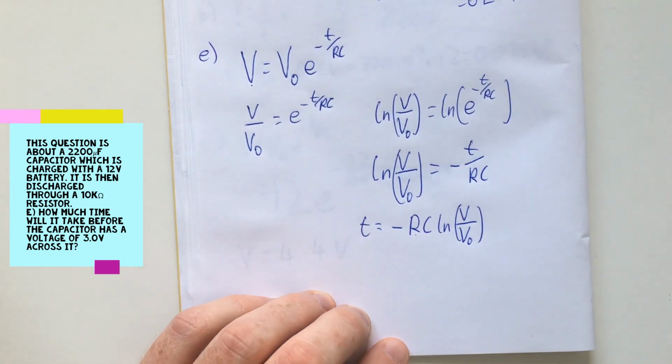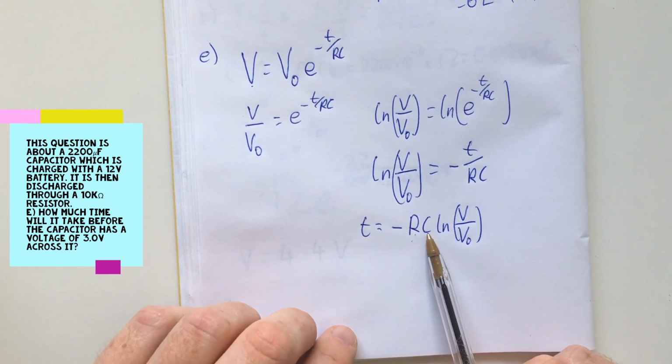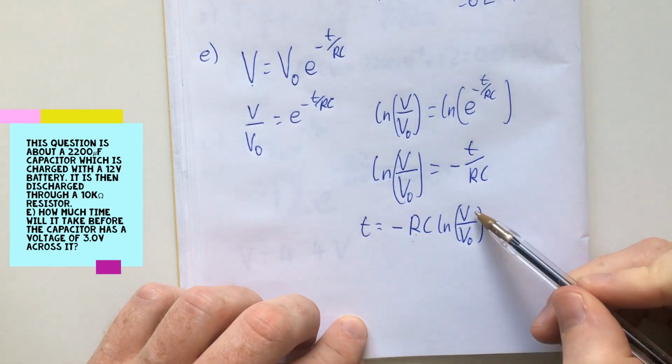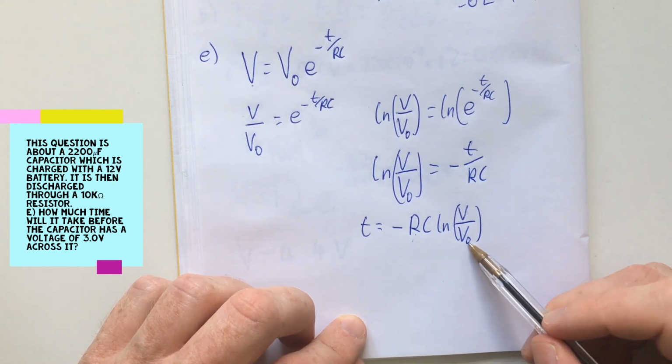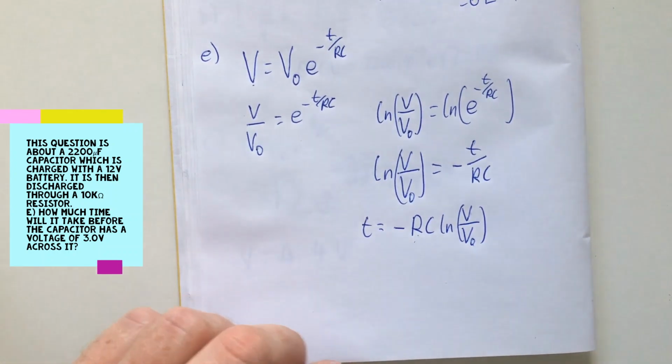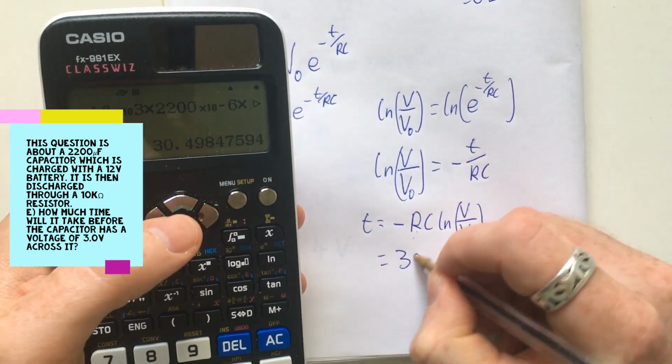I'm going to plug those things into my calculator, where R was my resistance, 10 kilo ohms, C was the capacitance, which was 2,200 microfarads. The current voltage V is 3 volts, and the initial voltage V naught was 12. So I'm going to plug all those things into my calculator, and the answer I get is 30 seconds.